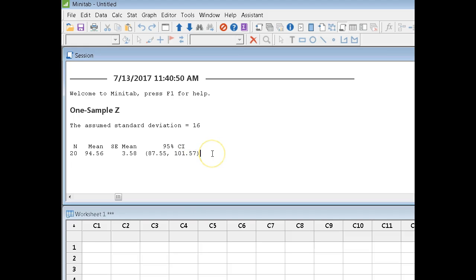There would have been a 5% chance that it wasn't correct, but in our case it does contain the true population mean. And 95% of the time we do expect the interval that we calculate will contain the true value that we're looking for.